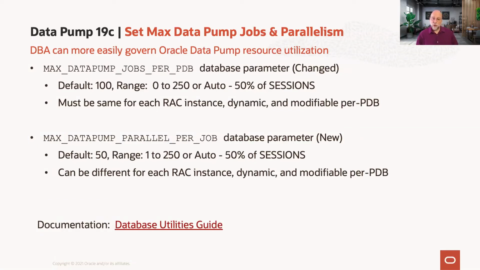So there are these two controls that are available: maximum Data Pump jobs per PDB and maximum parallel per job, that you can set if you want to control the resource utilization on your systems. So whether you've got multiple users in just one non-CDB or multiple pluggable databases, you can control how many processes Data Pump will be allowed to spawn per job or per database. And they have pretty reasonable defaults there.